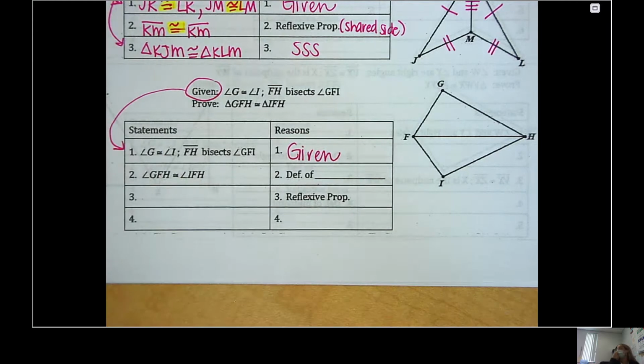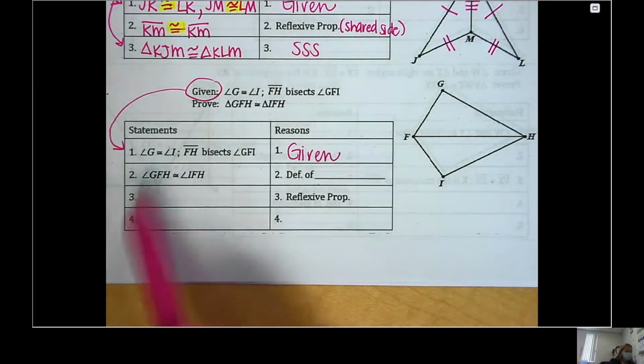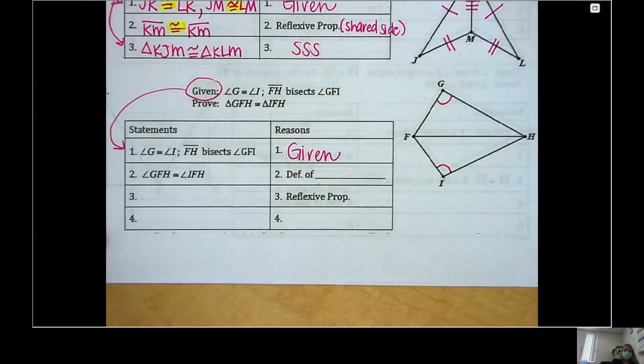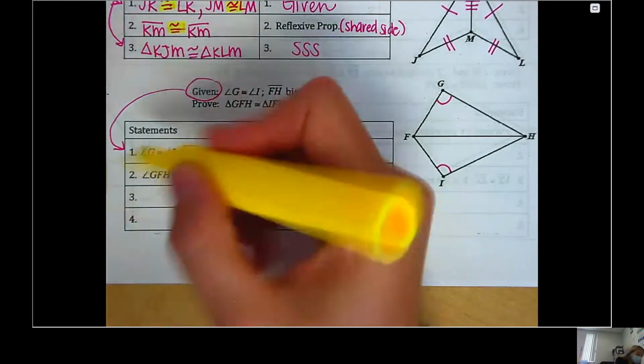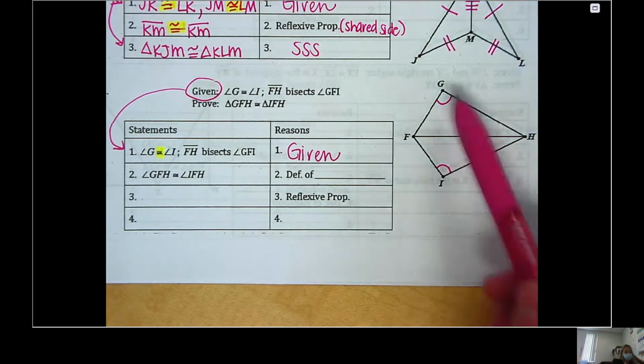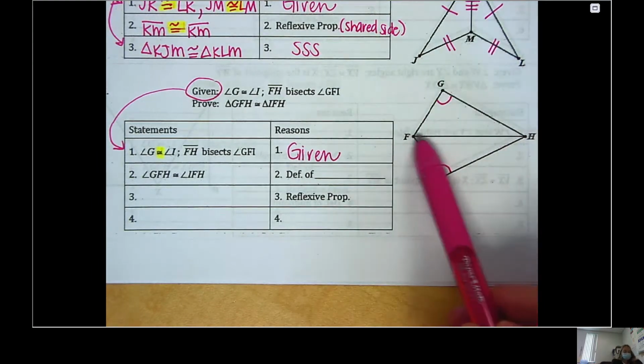What do I have to put on it to show that they are congruent? Am I talking about angles or sides this time? Angles. So am I going to put an arc mark? Very good. So at angle G and angle I, I'm going to put an arc mark. And there's my first congruent symbol, so I'm going to highlight it. Now the next thing says FH bisects GFI. So here's angle GFI. It is getting bisected.